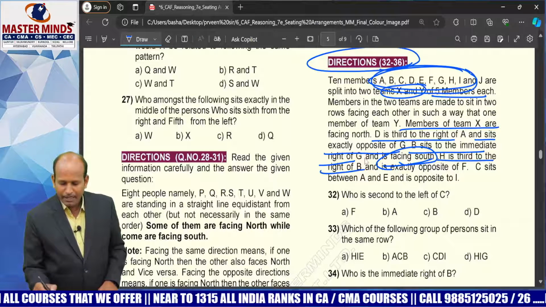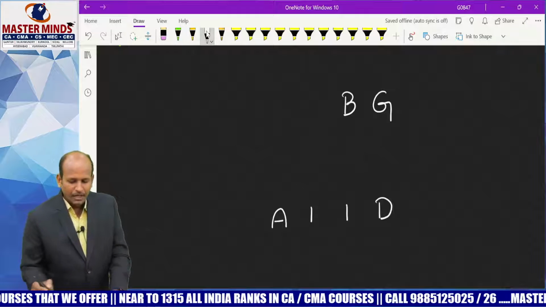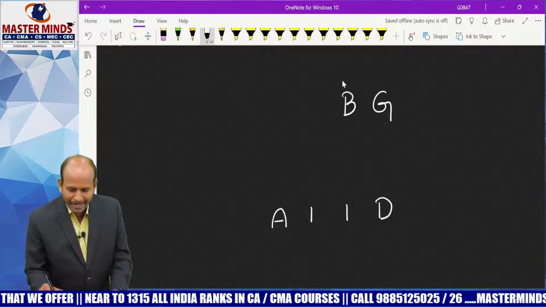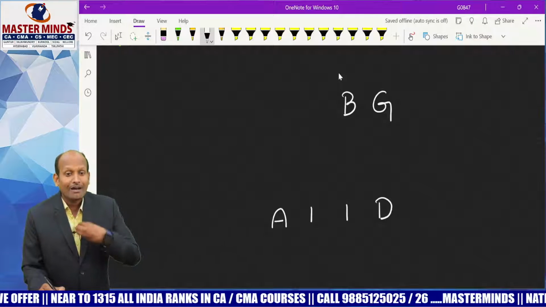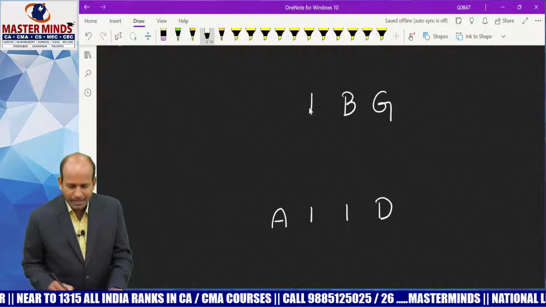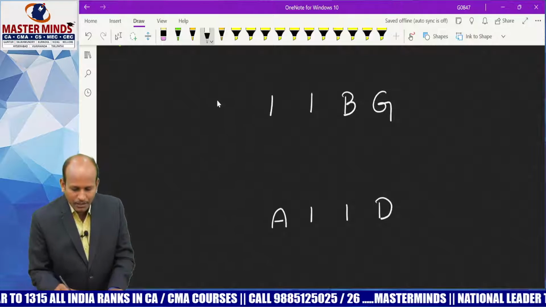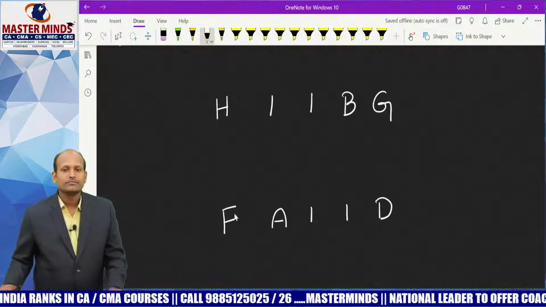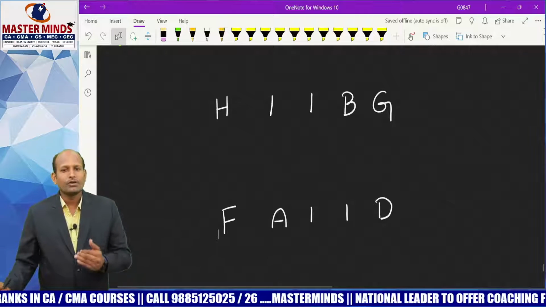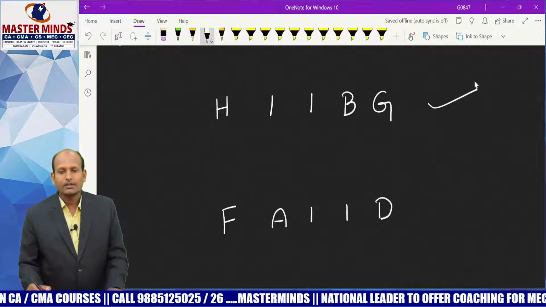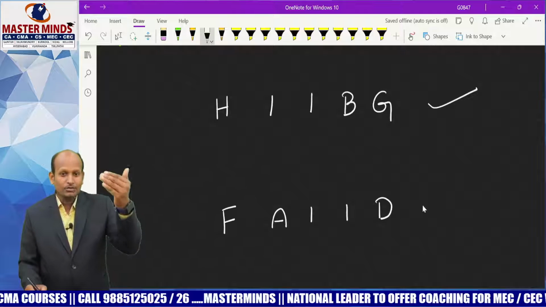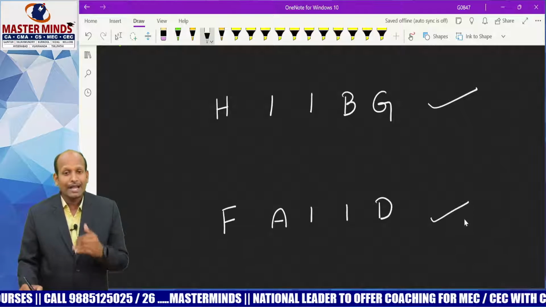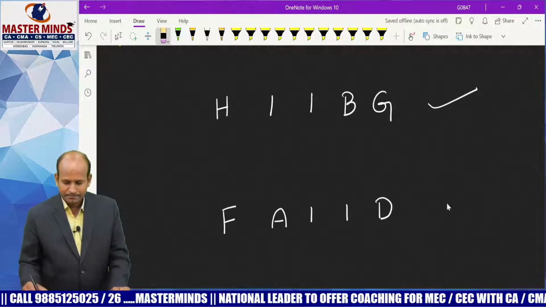H is third to the right of B and opposite to F. B's right side means, opposite to us, our left side. So B, first right, second right, third right, we have the letter H, and H is opposite to A. So now we have completed 5 out of 5 places. H, double gap, B, G in the south line; F, A, double gap, D in the north line.